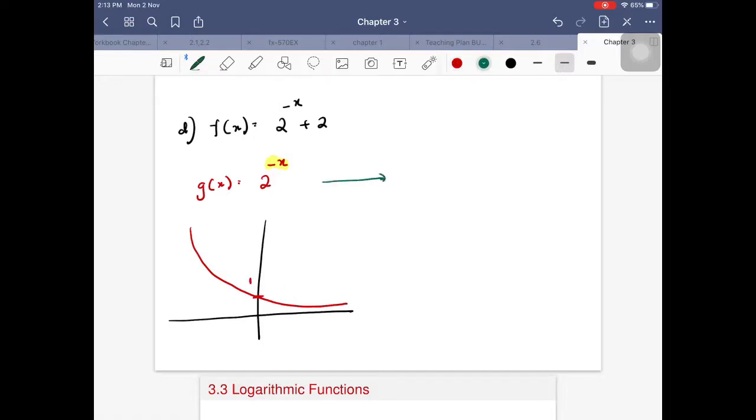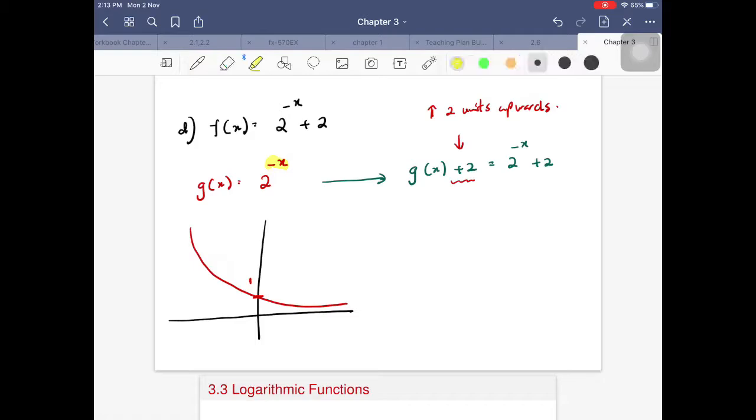So now I'm going to translate this. I'm going to have g of x plus 2, which is now going to be 2 to the power of negative x plus 2. And we know that when we add plus 2, the graph is going to go 2 units upwards. So please recall what we have learned in 2.5, translating the function. I have f of x plus 2 or g of x plus 2, meaning the graph is going to go 2 units upwards.